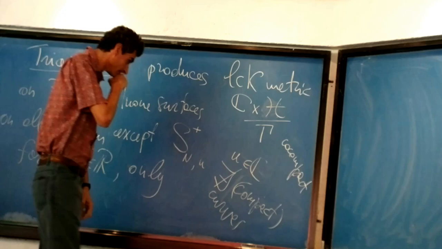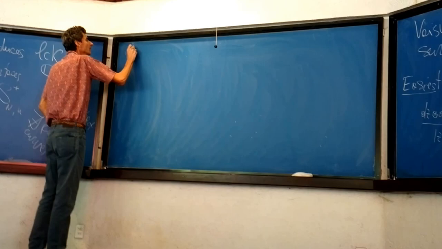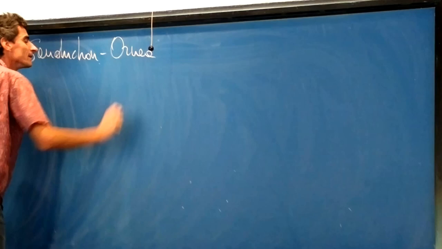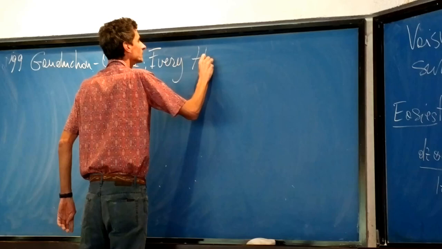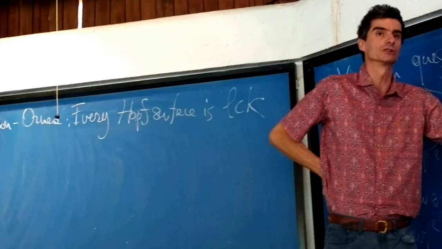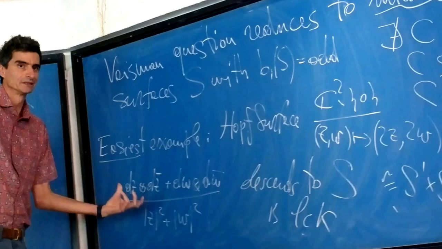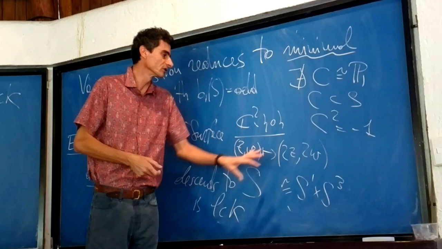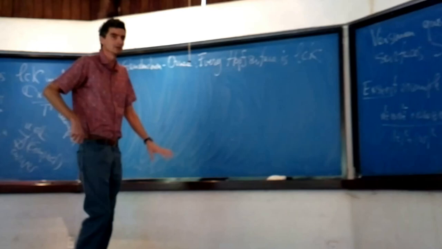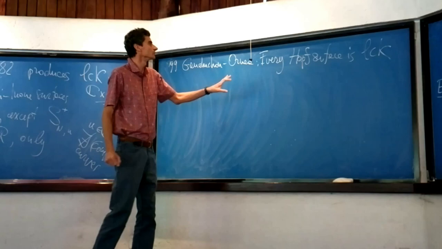And in 1999, more progress was made on this question by Gauduchon and Ornea. They proved that every Hopf surface is LCK. So a Hopf surface is a surface whose universal cover is biholomorphic to C2 minus the origin. And the action in this case is very simple, so you can construct the metric easily. But this action in the general situation is a more general Hopf map, and so it is not actually possible to write down the metric explicitly, but they use a deformation argument to show that every Hopf surface is LCK.